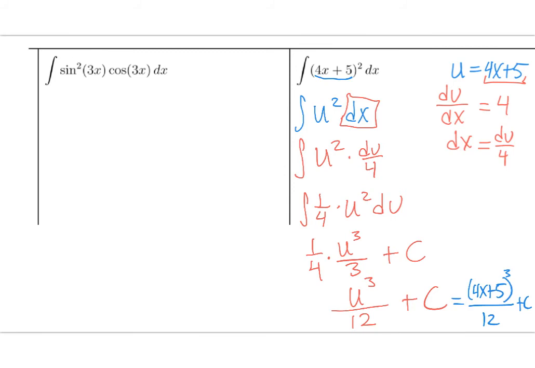Okay, so looking at this other one, it's a little bit tricky to see what's on the inside here. The reason that's tricky is because we have this notation sine squared of 3x. I'm going to rewrite that as (sine of 3x) squared, and then we've got times cosine of 3x and then dx. This is a good example to talk about what happens if you choose a u that doesn't work.